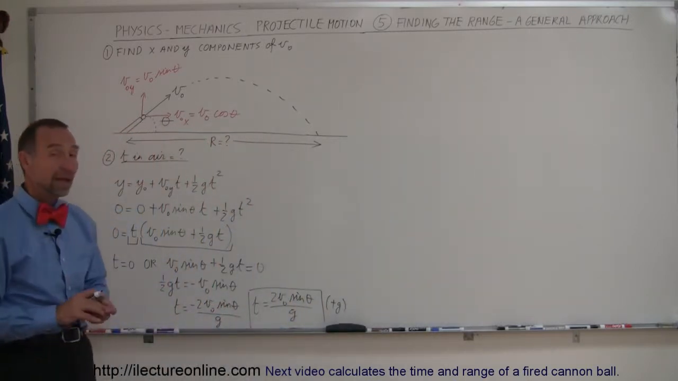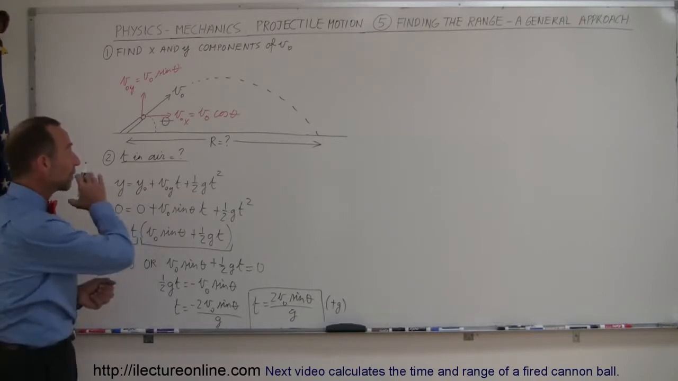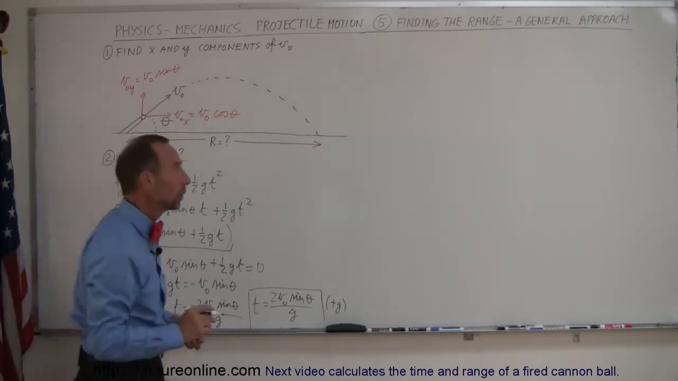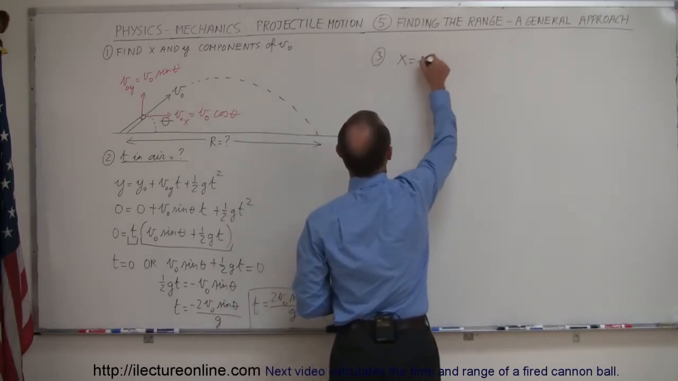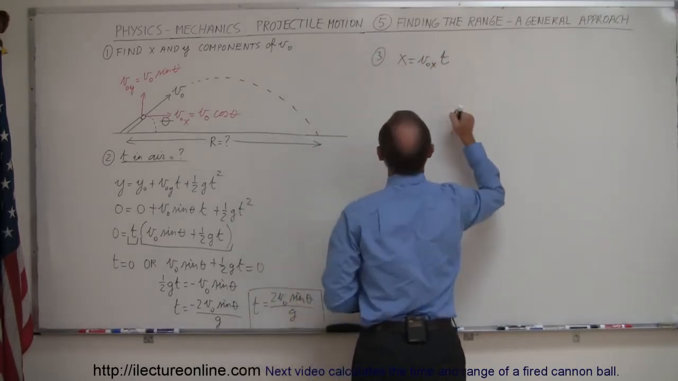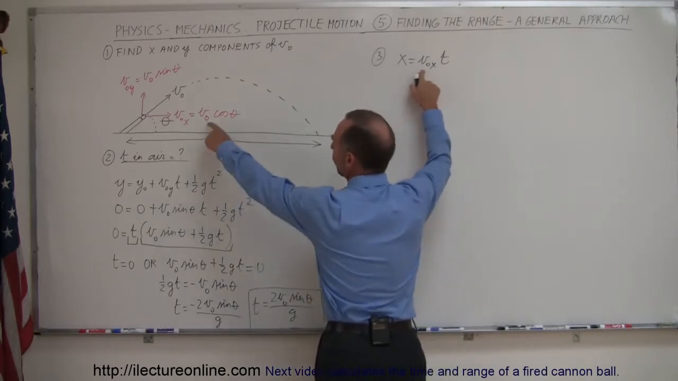All right, now that we have time in the air, now we can figure out how far this object is going to go. So for that we use the equation x is equal to v initial in the x direction times time. So we have the v initial in the x direction right here.